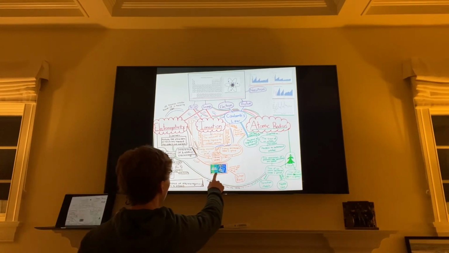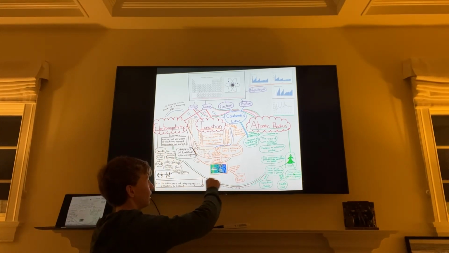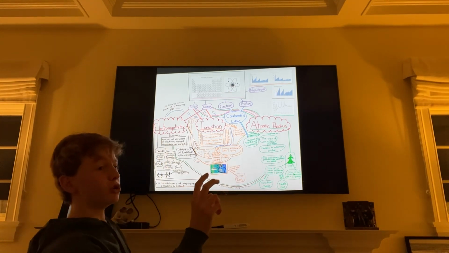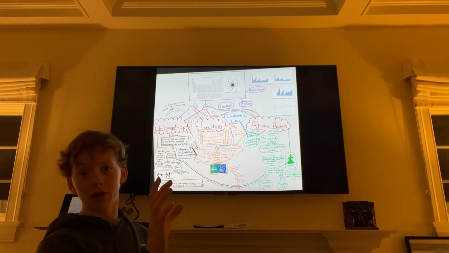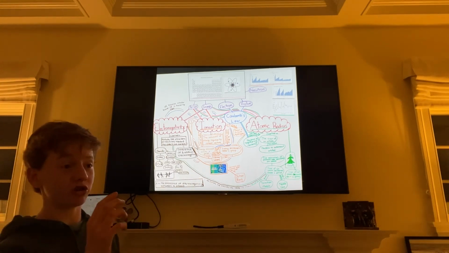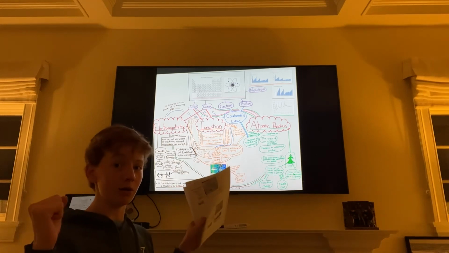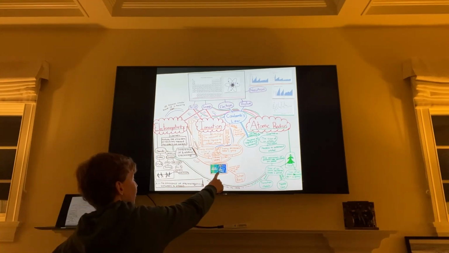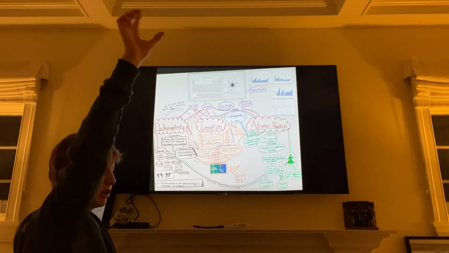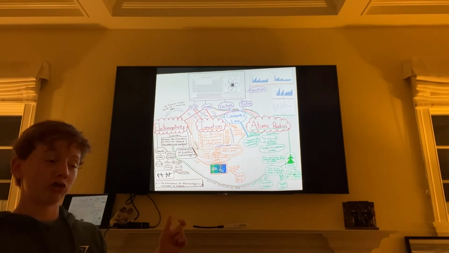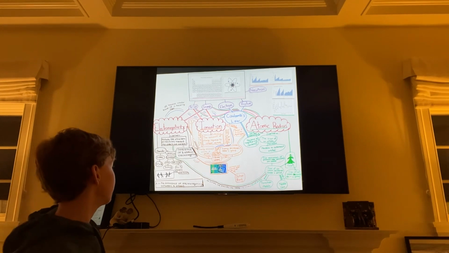Their analogy was like a parking lot, and the closer you are to the center of the parking lot, the harder it is for you to get out. Just like the closer an electron is to the nucleus, the harder it is for it to be pulled out. And then the further you are from the center, so like if you're on the edge of the parking lot, it's easy to get out. Just like how the further away an electron is from the nucleus, the easier it is to pull it out.